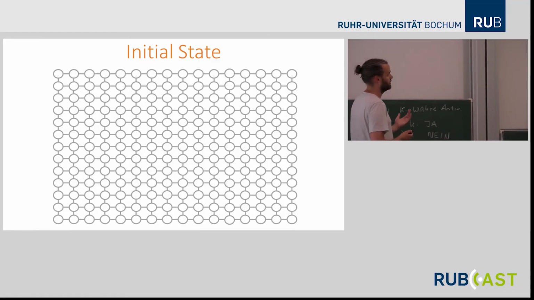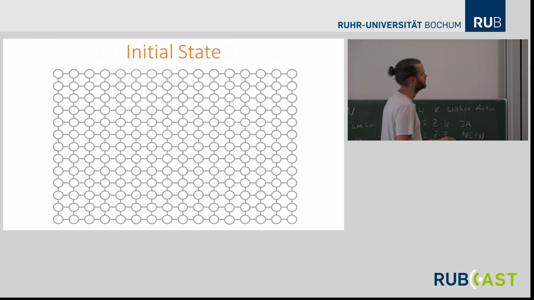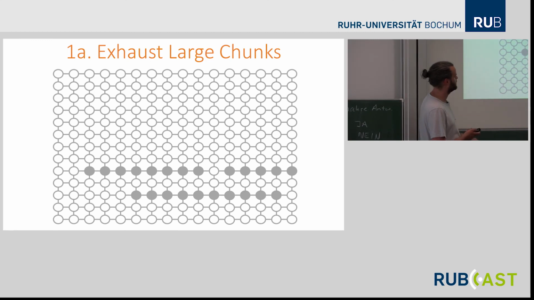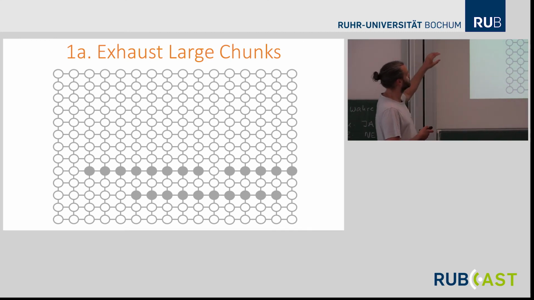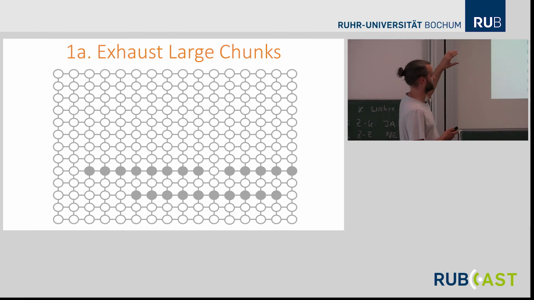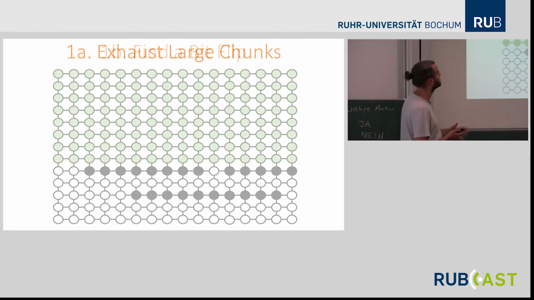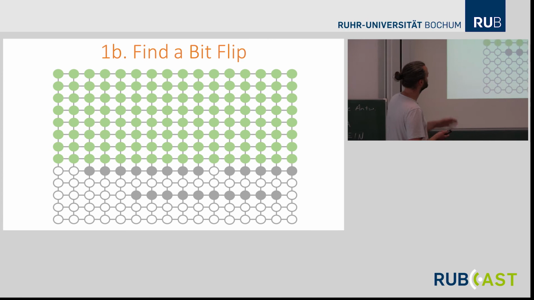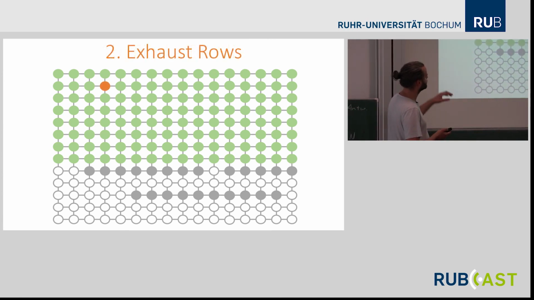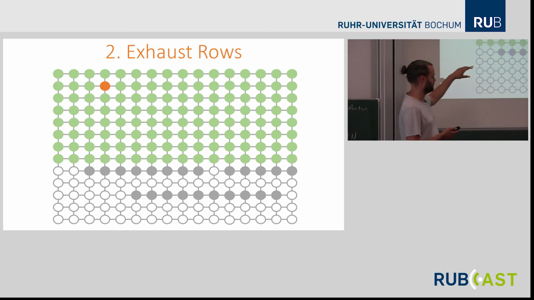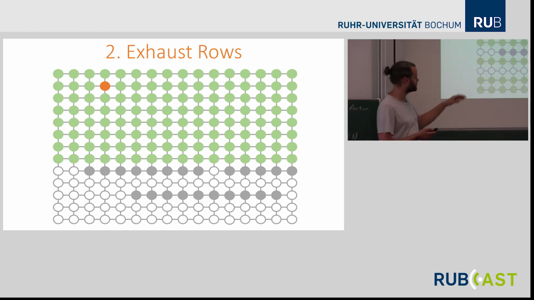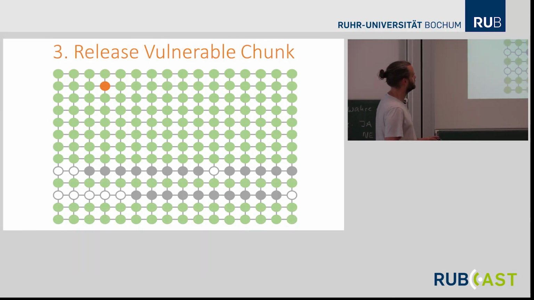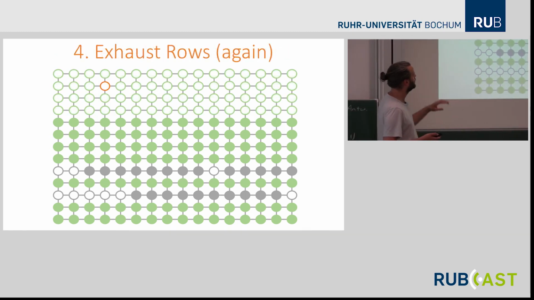For this, we came up with Flip Feng Shui. And I have to rush a little bit. So basically, this is your memory, and you have some allocations from apps running already in the background. What we do is we're going to allocate large chunks of memory. Then we're going to look for bit flips. It will find one at some point over there. Okay. Then we're going to allocate rows of memory. So we're going to allocate this and this. Next, we're going to release the large chunk that has a vulnerable bit flip. And then we're going to exhaust the rows again.